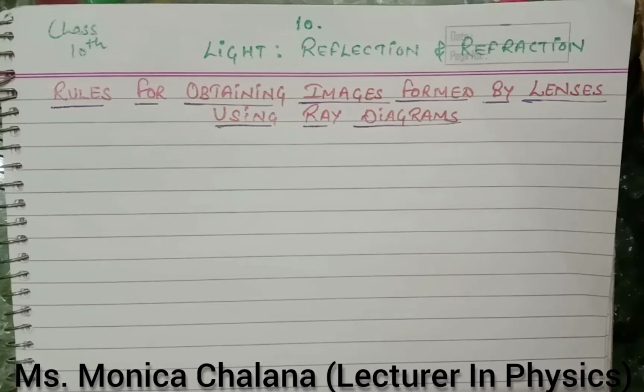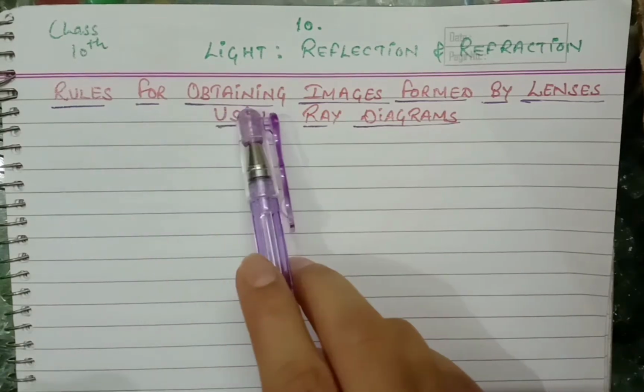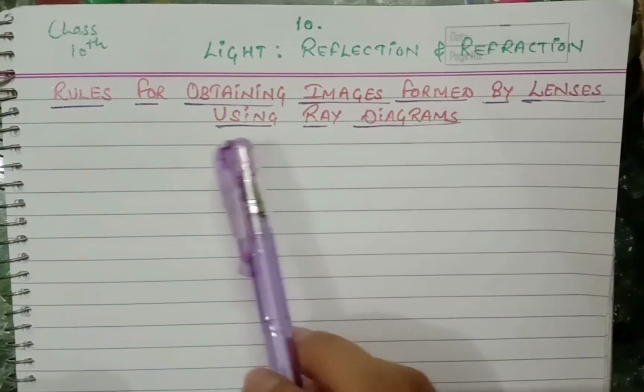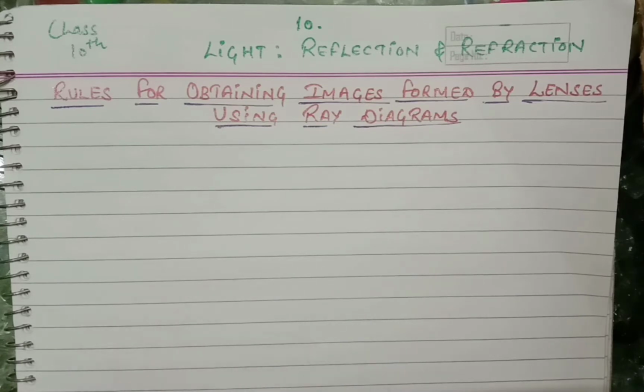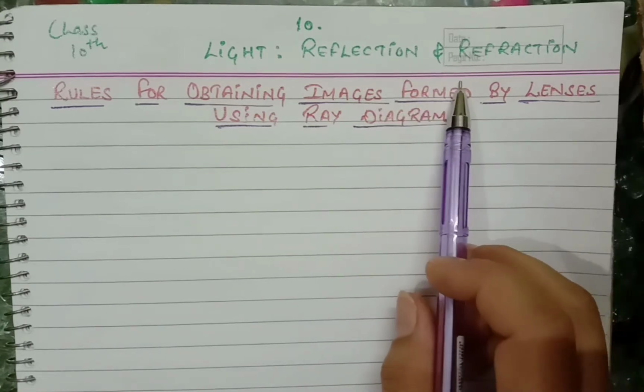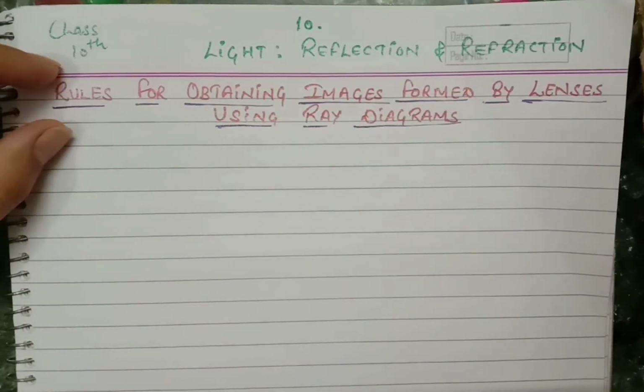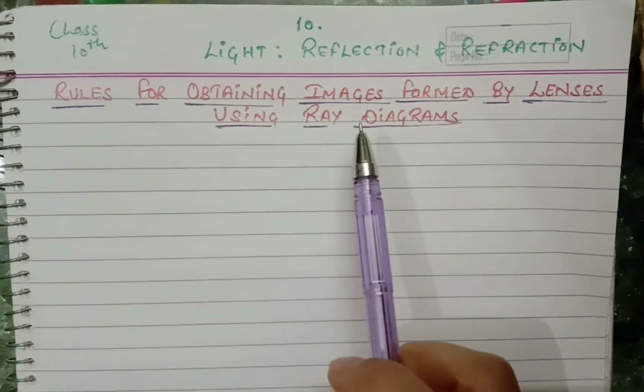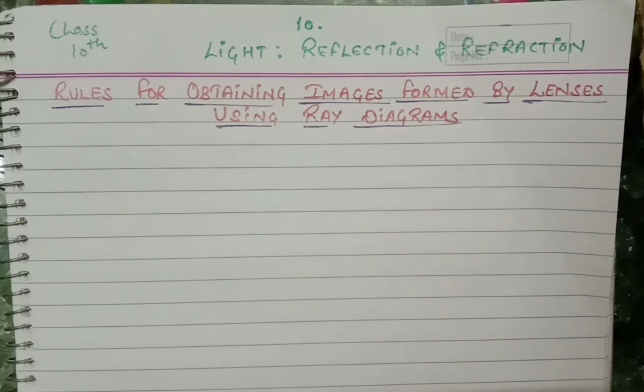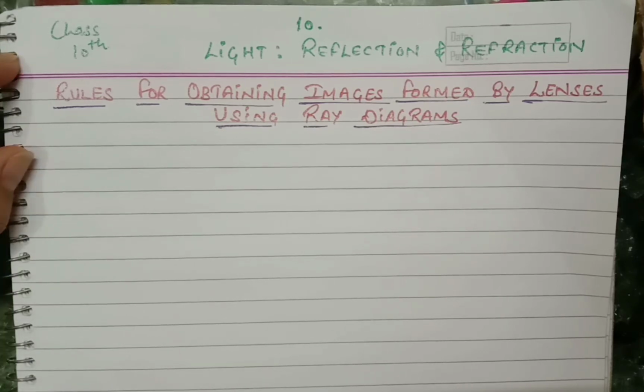Welcome students. In this video we are going to study rules for obtaining images formed by lenses using ray diagrams. Ray diagrams are assumed to be the toughest topic of this chapter, but I feel if you understand and clear your concepts about the rules for obtaining images using ray diagrams, then it can become the easiest topic of this chapter. This is because there is nothing like cramming in this topic. You only need to clear your concepts about the rules. So let us start with the first rule for obtaining images using ray diagrams.